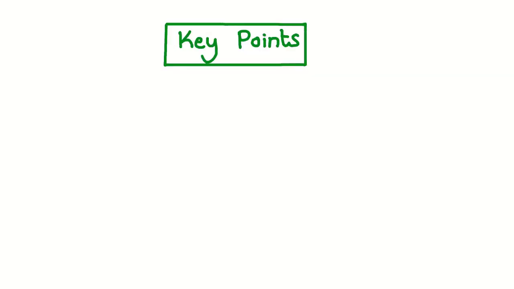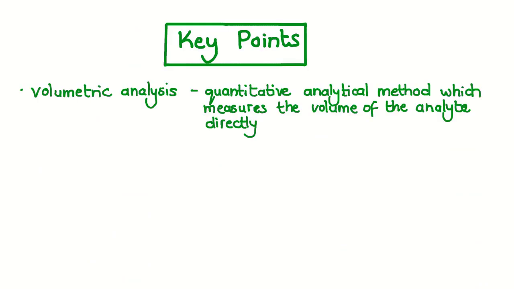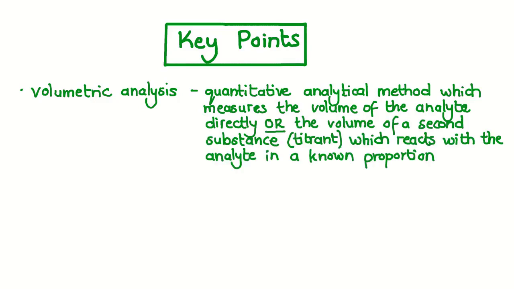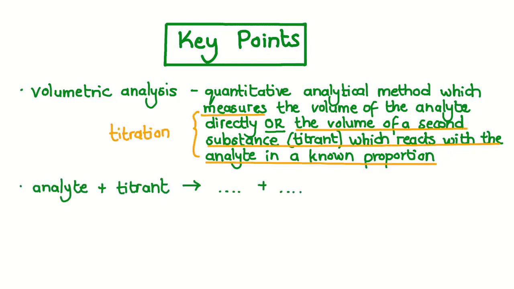Now it's time to summarize the main points we have learnt. We learnt that volumetric analysis is a quantitative analytical method which measures the volume of the analyte directly, or the volume of a second substance called the titrant, which reacts with the analyte in a known proportion. This second method is called titration. There are different types of titration, but they all involve an analyte reacting with a titrant.